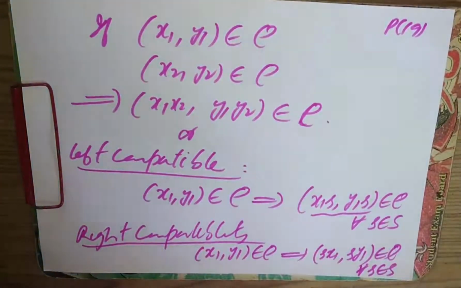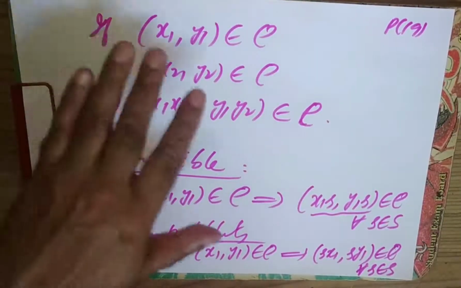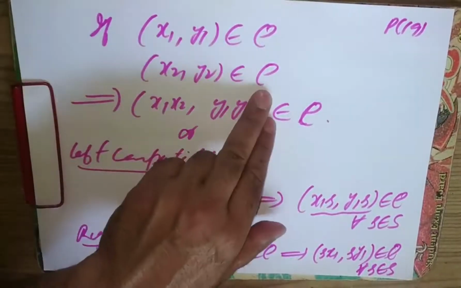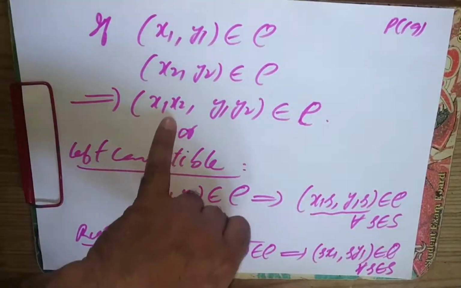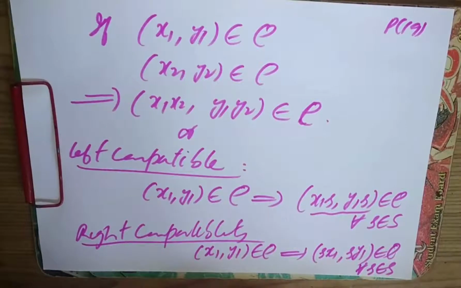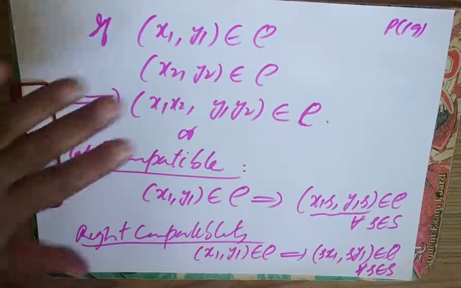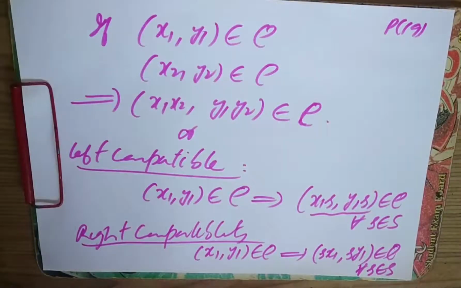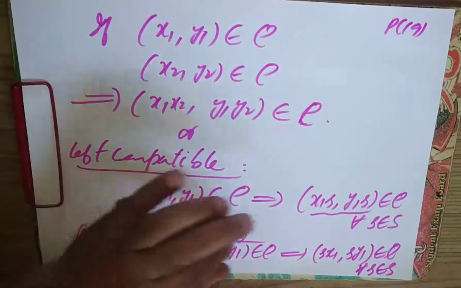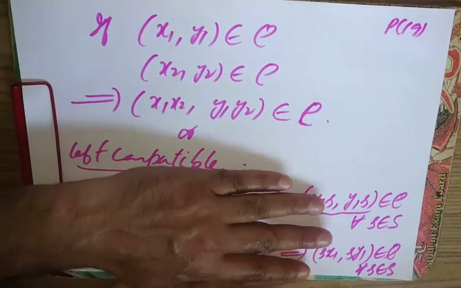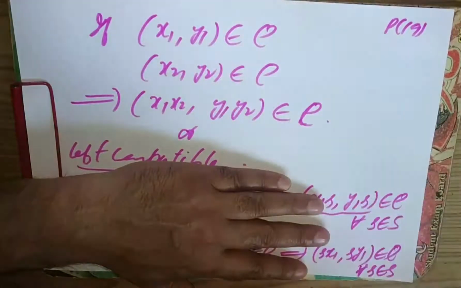And we have a proposition: a relation is left compatible and right compatible if and only if it is compatible. Compatible means that x1 y1 belongs to rho, x2 y2 belongs to rho, then the product x1 x2 comma y1 y2 is in rho. Left compatible is this, right compatible is this. The relation rho may or may not be an equivalence. But by compatible we mean this, by left compatible we mean this, and by right compatible we mean this. And by congruence we mean an equivalence relation together with compatibility. Equivalence plus compatible means congruence.